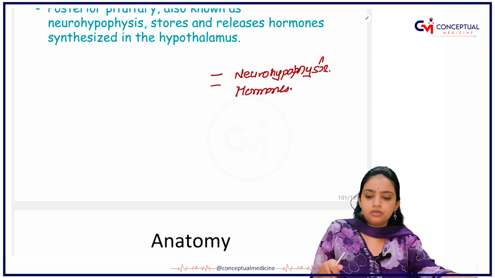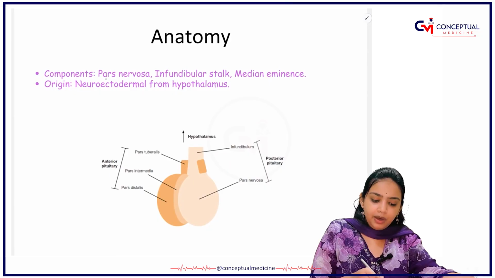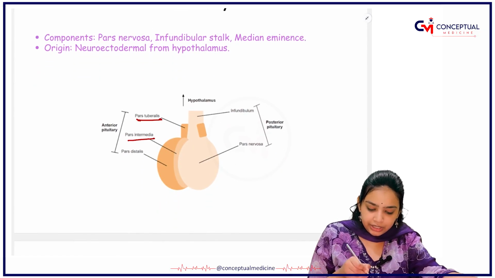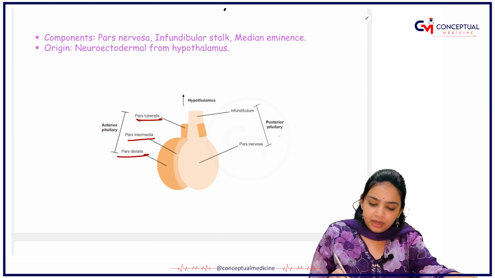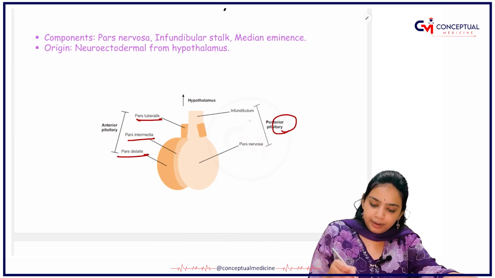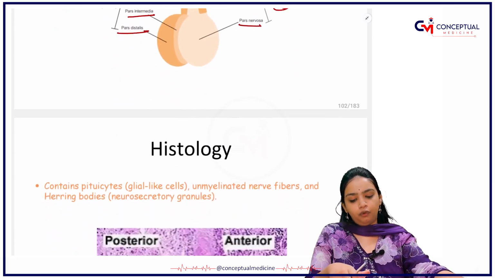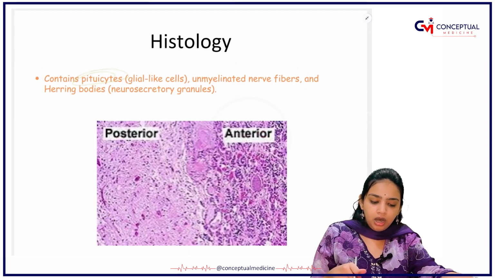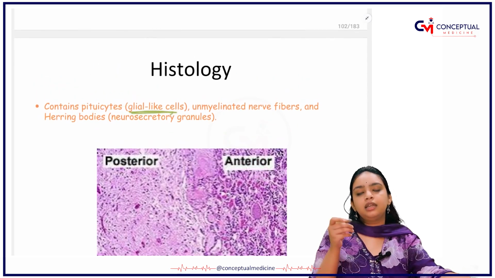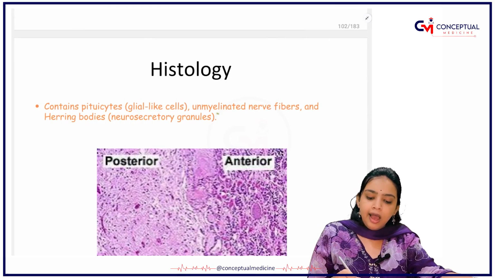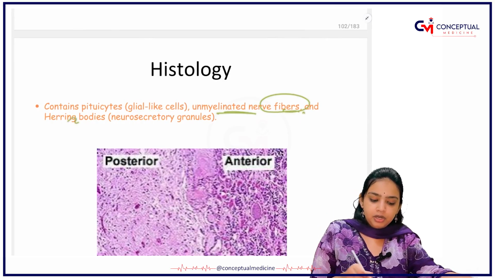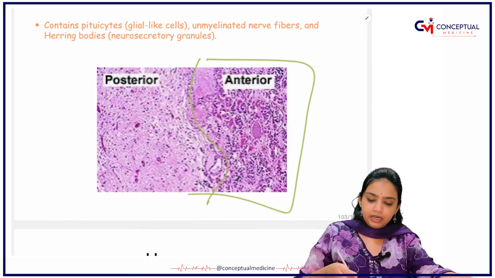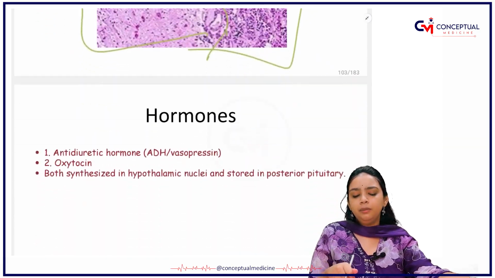If I talk about the anatomy, what are the components? You have the pars tuberalis, intermedia, and distalis. Then in the posterior pituitary, you have two parts, the infundibulum and the pars nervosa. If I talk about the histology, they contain pituicytes, which are glial-like cells, and you have unmyelinated nerve fibers and Herring bodies. You are able to differentiate the anterior and posterior portions very well.